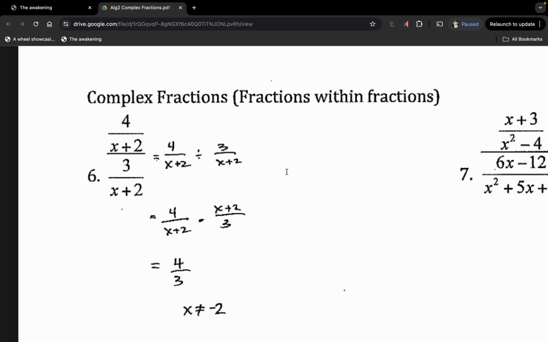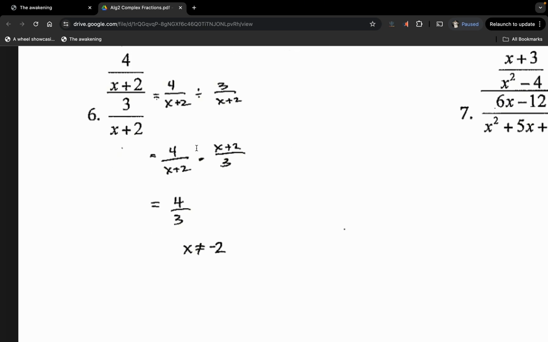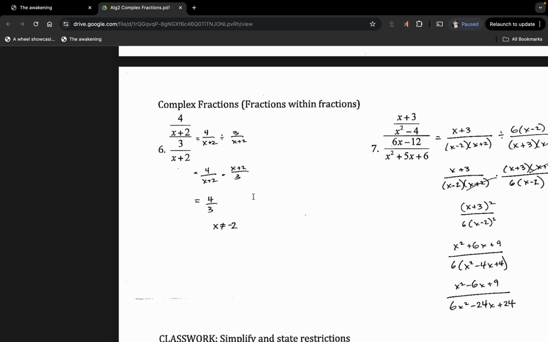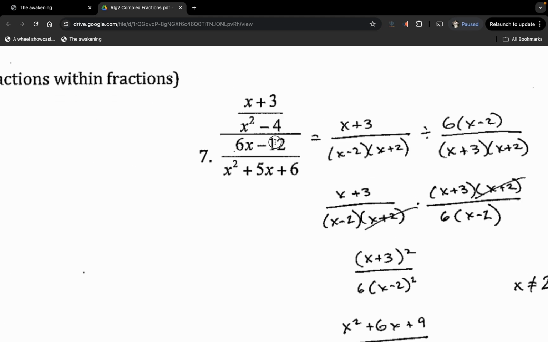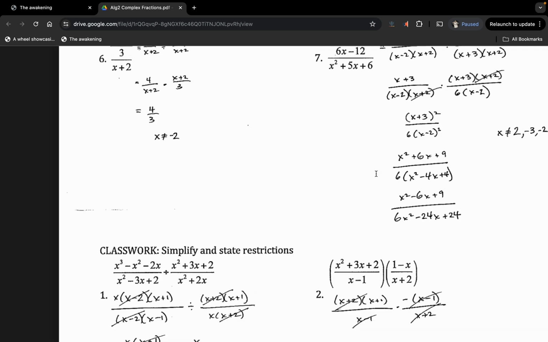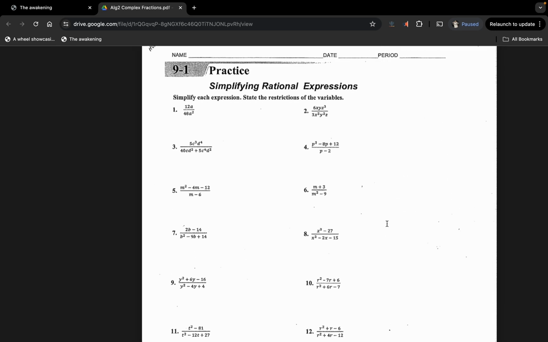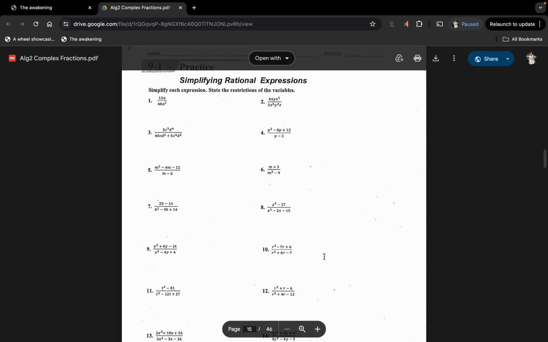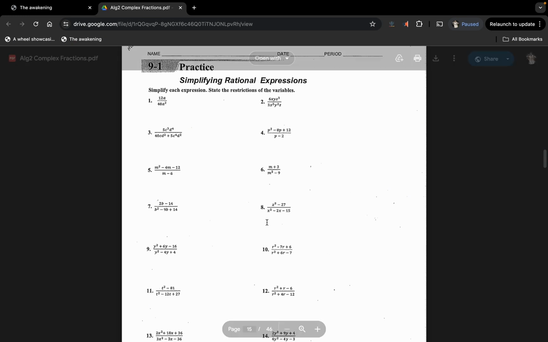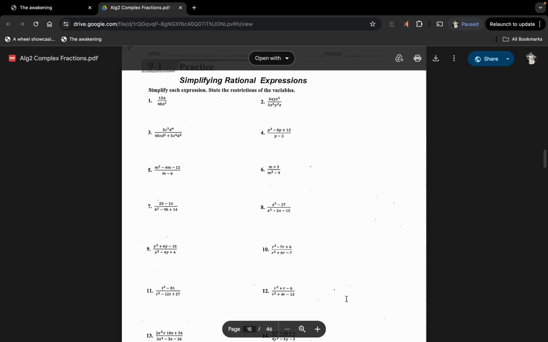Now you have a normal looking equation, and you just go ahead and do the keep, change, flip method and solve as normal. Same thing here. It's just gonna look really funky, but you just gotta be doing the same thing, and it's the same thing repeated. What I have here is a worksheet for practice. This is simplifying rational expressions. This is pretty much all division, but it's not really too difficult problems.